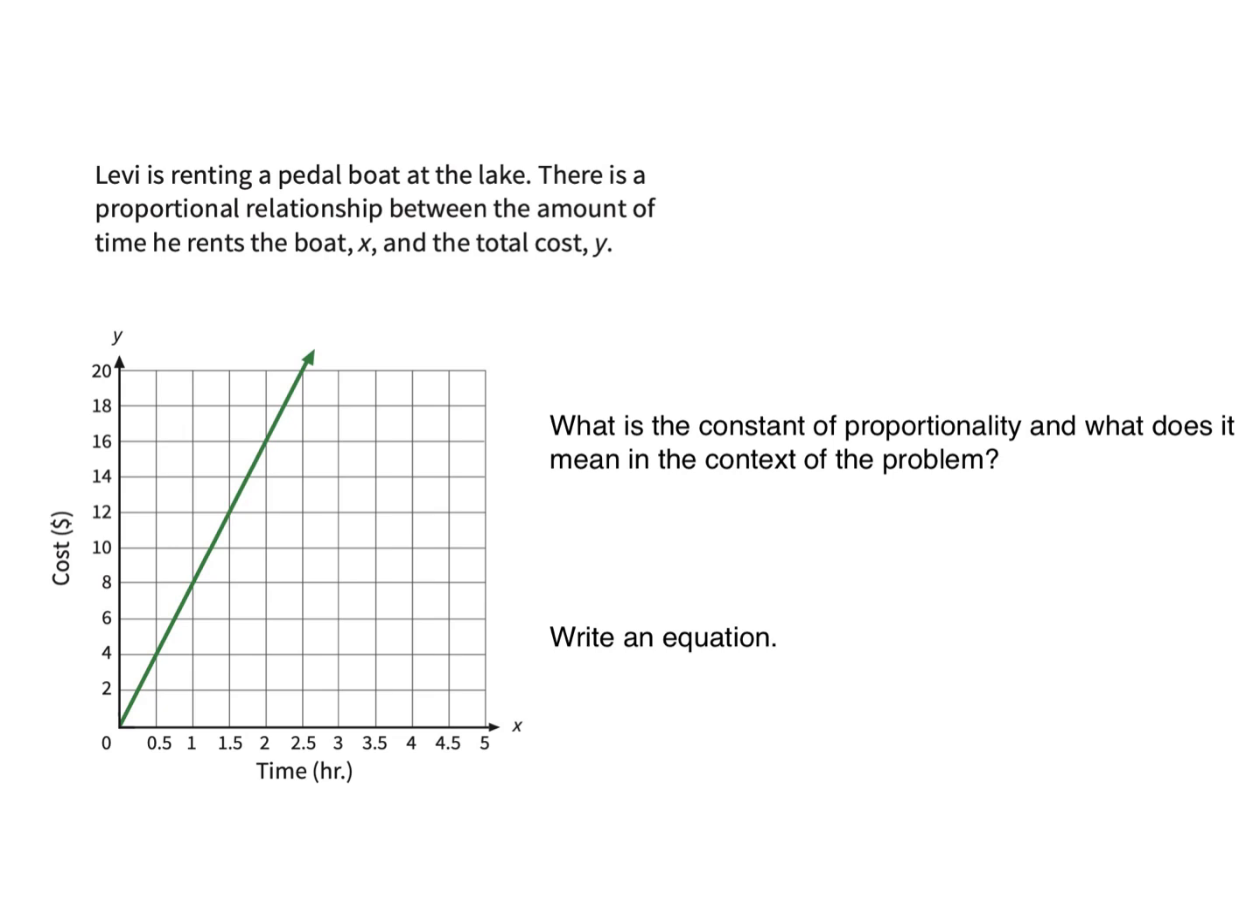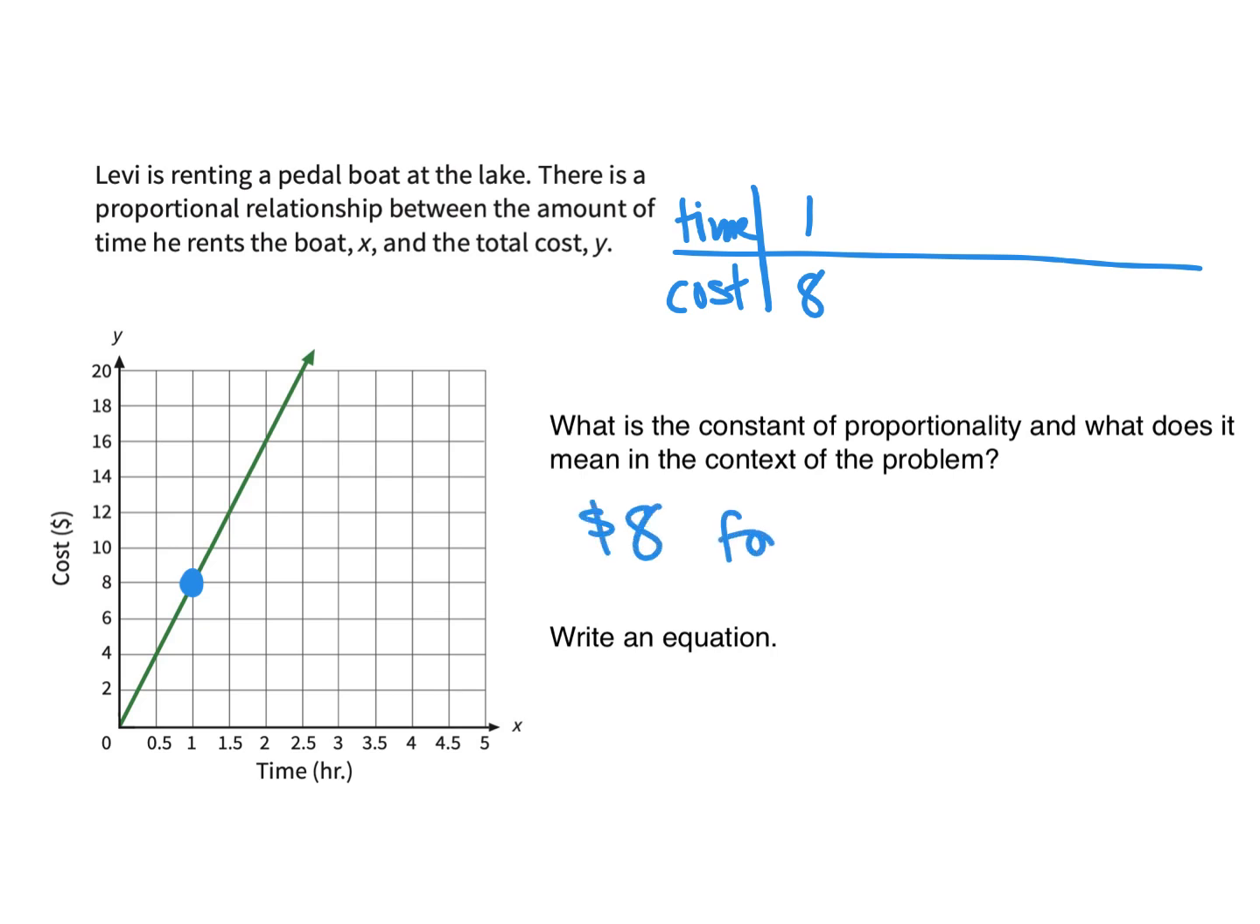All right, this problem is comparing time and cost. And from our graph, I can see this nice point is 1 hour is $8. And that's as far as I need to go, because I figured out how much it is for 1, which is what our constant of proportionality is. It would be $8 for 1 hour. I'm just reading that from the table. I'm looking at what those labels represent.